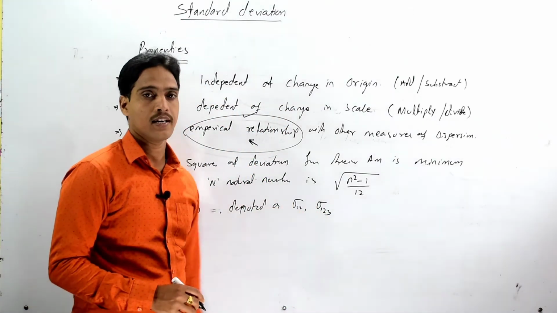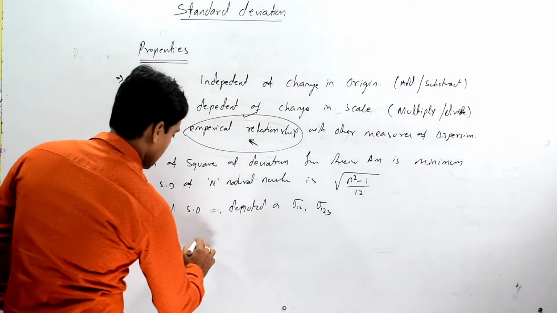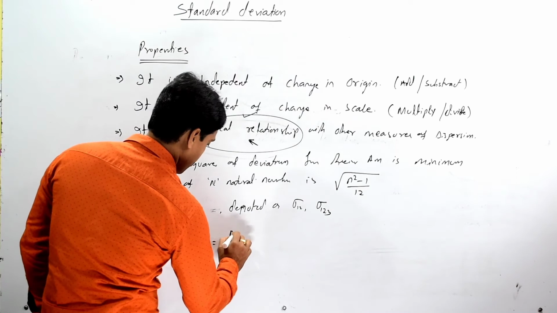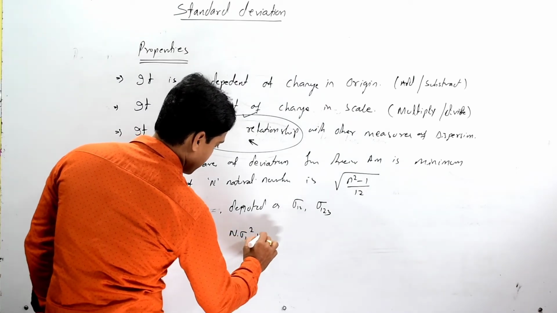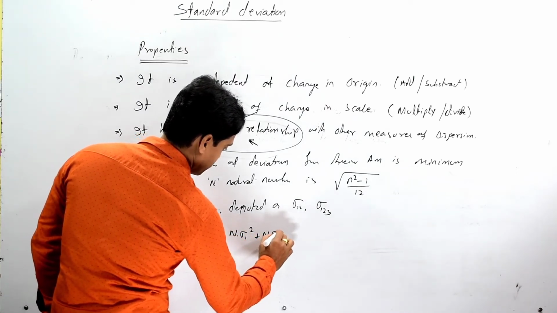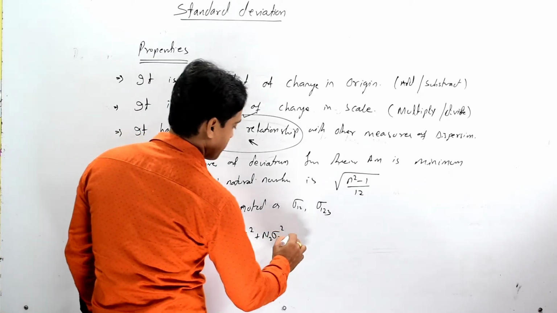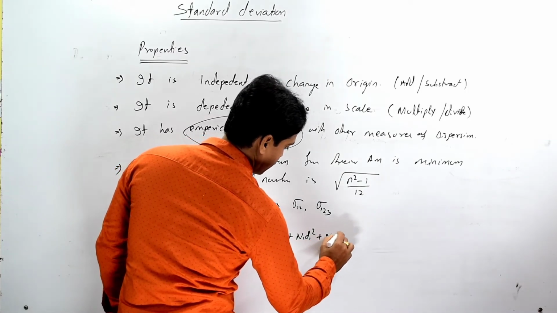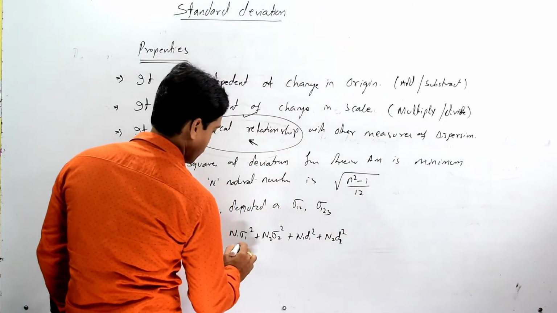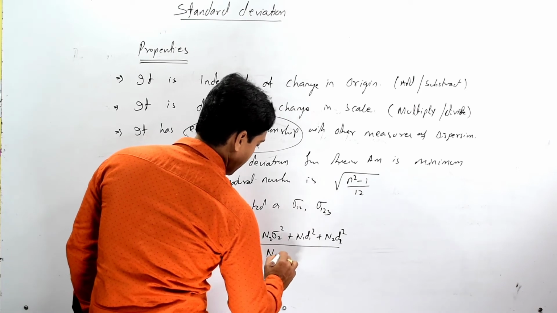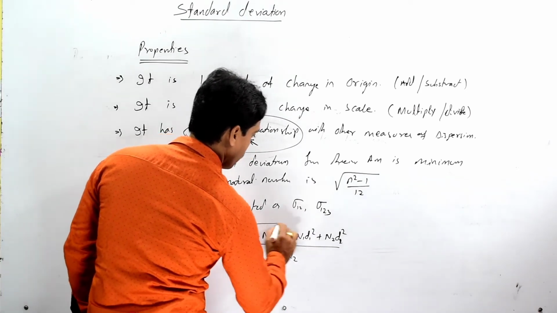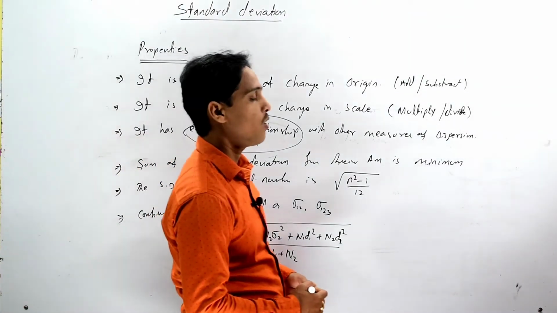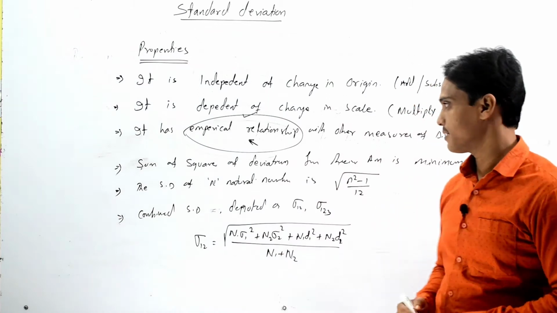which is denoted as standard deviation 1 2 3, which is calculated using the rule: n1 into standard deviation 1 square plus n2 into standard deviation 2 square plus n1 into d1 square plus n2 into d2 square divided by n1 plus n2, whole root over. So these are the properties of standard deviation.